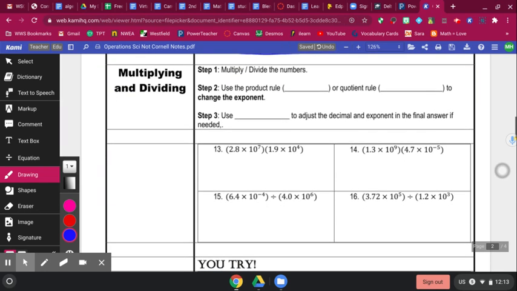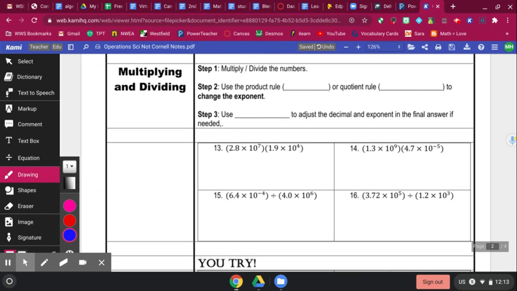Multiplying and dividing. Step number one, multiply and divide the numbers. Step 2, you're going to use the product rule from your exponent rules, and we're going to add the exponents when multiplying. With the quotient rule, we're going to subtract the exponents when dividing. Step 3, you're going to use Lars again to adjust the decimal and exponent in the final answer if needed.